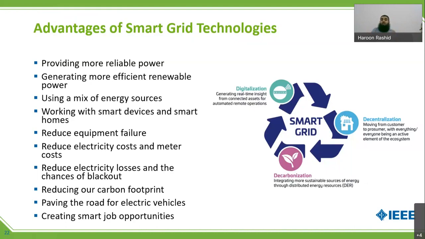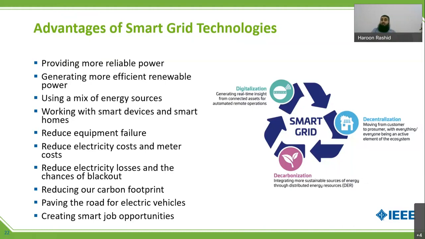This one I have talked about already. You have solar, wind energy, nuclear energy, and other sources of energy, and then you provide this to fulfill the needs of the people in your area. Now, everything is working with smart devices and smart homes. This is the advantage. And then you will reduce the equipment failure. I have explained with an example how you can reduce the equipment failure time and the equipment failure as well. When the system doesn't go overload, of course, you are reducing the equipment failure. Ultimately, it will reduce the electricity cost and the meter costs as well.